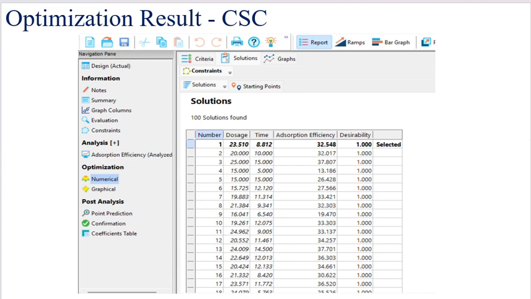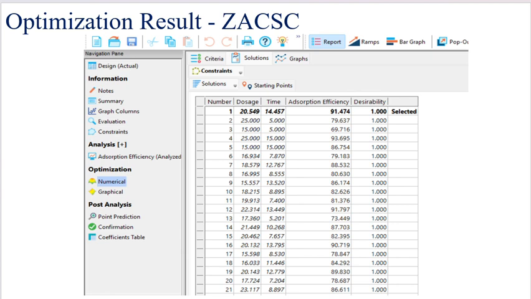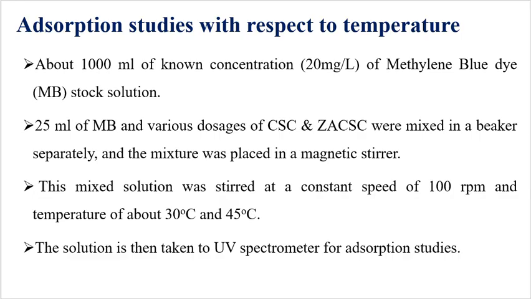So the optimization result from the CCD analysis for cotton stalk carbon is that in 8 minutes the carbon adsorbed 32%, but in zinc chloride activated carbon, in 14 minutes a 20 milligram dosage is adsorbing the methylene blue at 91%, so it is more effective.